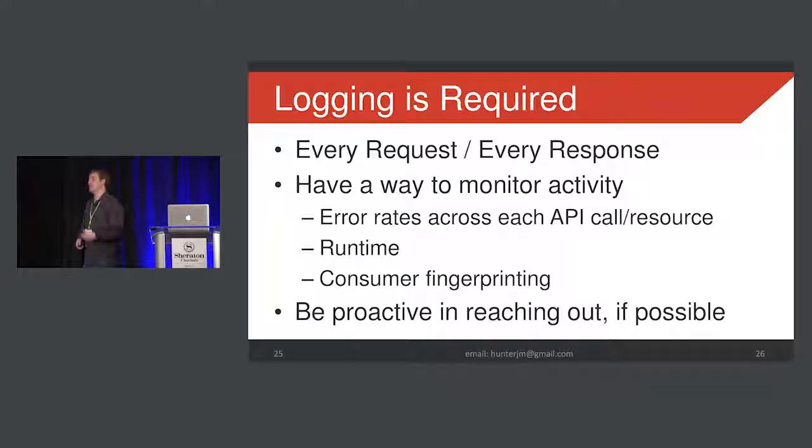And as your API starts gaining traction, you need to have a way to monitor activity, which isn't possible unless you're logging these requests and responses in some way. Some things that you can log are error rates across each API call or resource, or the runtime on the server: how long is it taking to actually generate this response. And consumer fingerprinting, meaning, is it just one person that's having this issue, or is it everybody? Some people are louder than others.